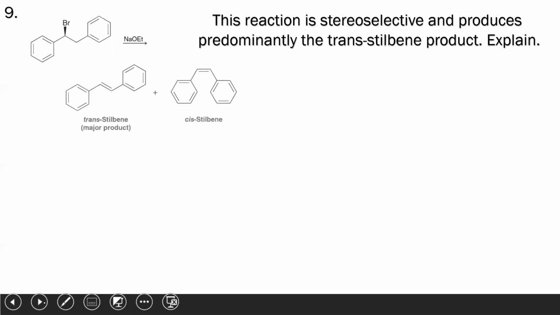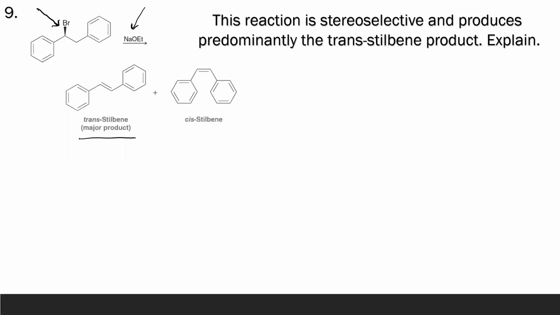Okay, question 9. This reaction is stereoselective and produces predominantly the trans-stilbene product. Explain. Okay, so you have a secondary substrate, and you have a strong base, strong nucleophile. You know that you're doing the E2 elimination reaction, and the question is, why is the trans product the major product? We already talked about how the trans configurations can be more stable because of steric effects.